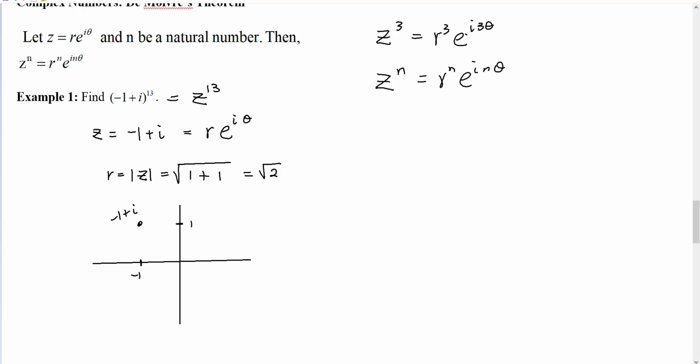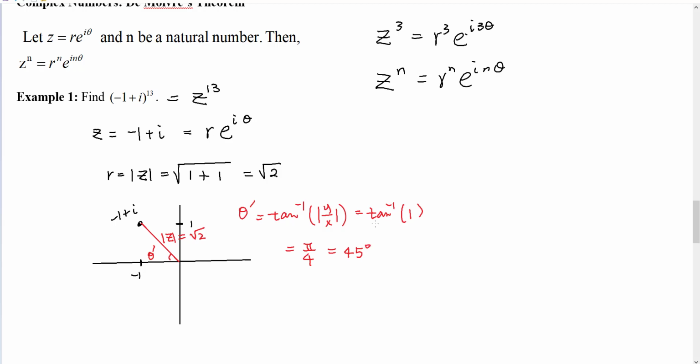As you can see, the absolute value r we've already found to be the square root of 2. And then the reference angle is the tangent inverse of the absolute value of y over x, which is the tangent inverse of 1. Absolute value means ignore the negative sign. 1 over 1 is 1. Tangent inverse of 1 is pi over 4 in radians, or 45 degrees.